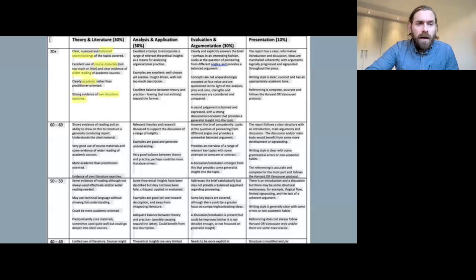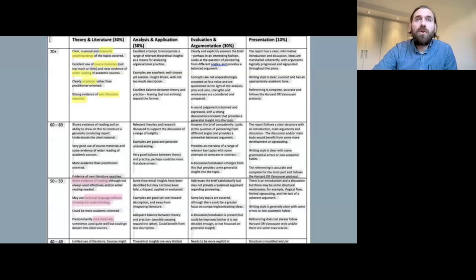So if we come to theory and literature to start with, I'm going to highlight what would be in the 70s and what would then be in the 50s, just to give you a bit of a contrast between those. And what are we actually looking for with theory and literature? The quickest way of describing this is we are looking for a breadth of understanding from a range of different subject positions, but we're also really, really looking for a depth of understanding.